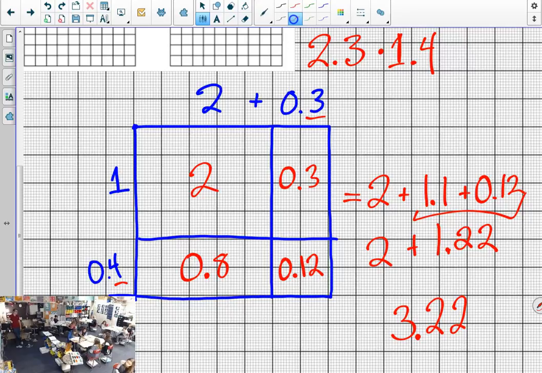Questions? Generic rectangle multiplication. When it asks you to do this on your homework, you need to use the generic rectangle. Please and thank you. So try 67 with your team.